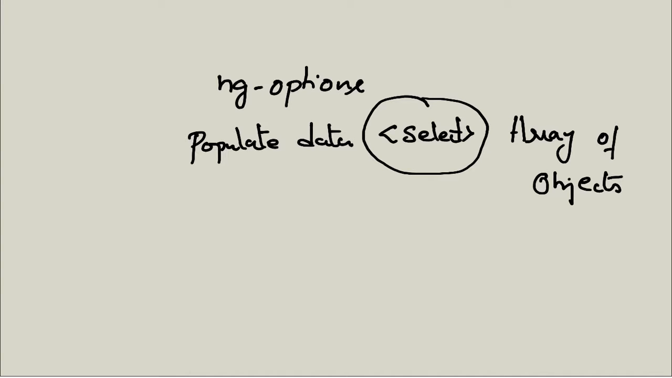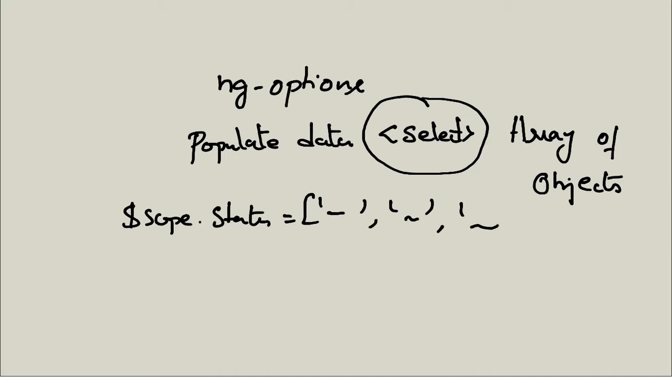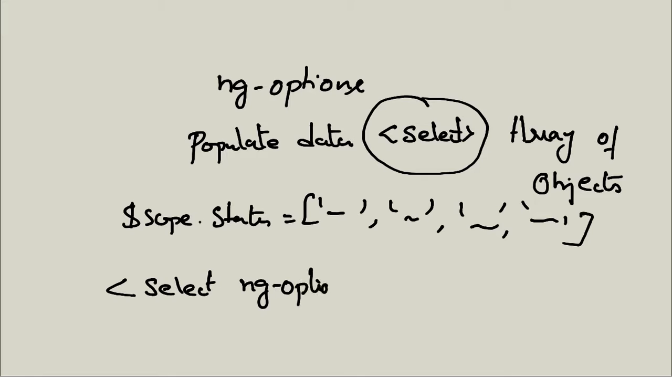So if in our controller we have an array of objects, for example, an array of states with some values, now we can iterate these states over our ngOptions. This ngOptions we will use in a select tag. So we will say select ngOptions equal to state as state in states.